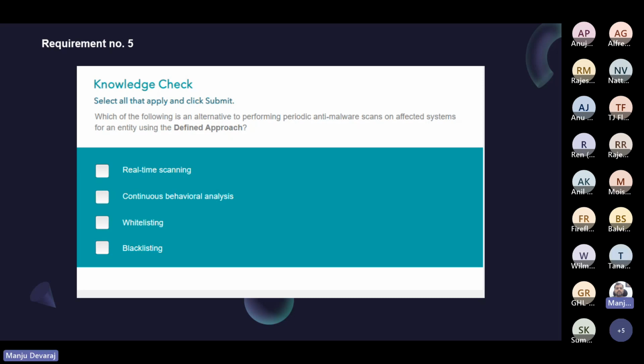Knowledge check. Which of the following is an alternative to performing periodic anti-malware scans on affected systems for an entity using the defined approach? Please don't get carried away. Defined approach means traditional, not customized approach. He already answered because we've been talking. I said there's a scheduled scan, there's real-time scanning, there's continuous behavior analysis and all this, right? Whitelisting is not the story at all. It's vague. Blacklisting and whitelisting is a totally different solution. It doesn't fall into real-time scanning. CBA is the answer.